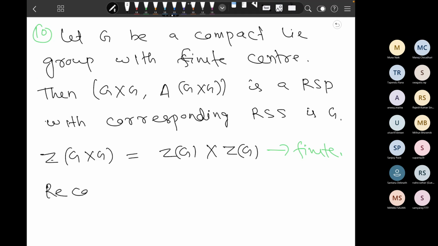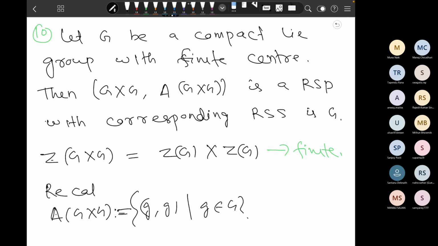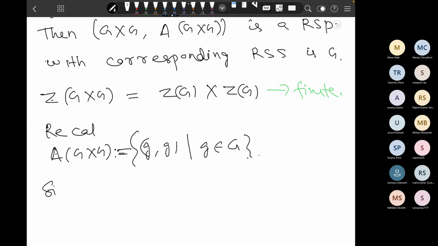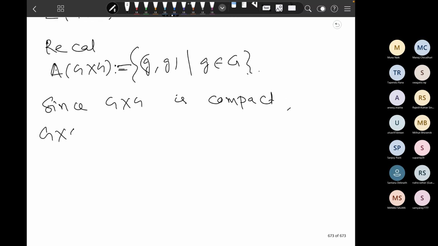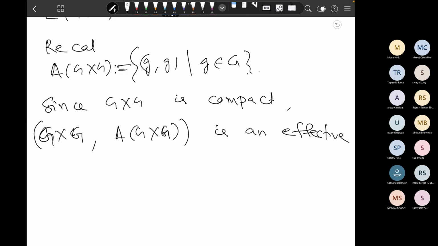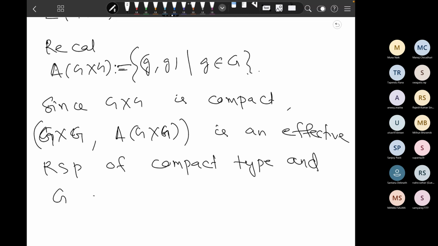So recall, delta G cross G is the diagonal in G cross G. This is finite, and also, since G cross G is compact, this G cross G mod delta G cross G is an effective Riemannian symmetric pair of compact type, and G is a Riemannian symmetric space of compact type.